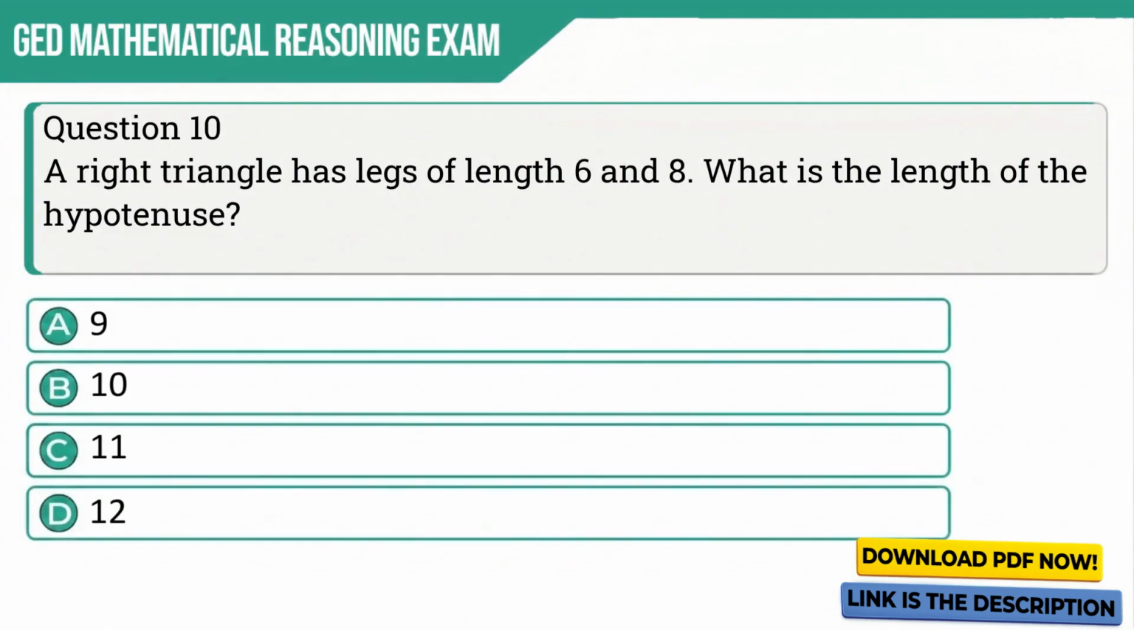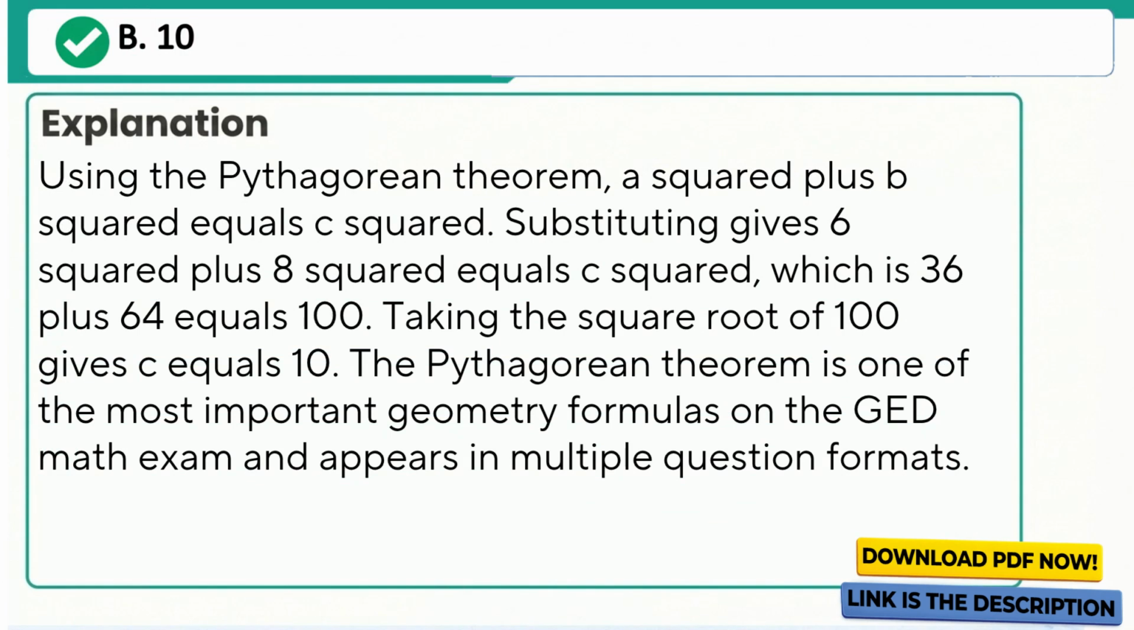Question 10. A right triangle has legs of length 6 and 8. What is the length of the hypotenuse? A. 9, B. 10, C. 11, D. 12. Correct answer, B. 10.